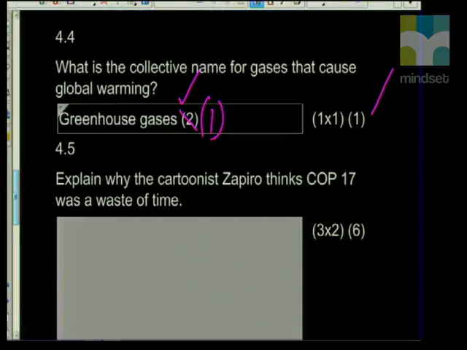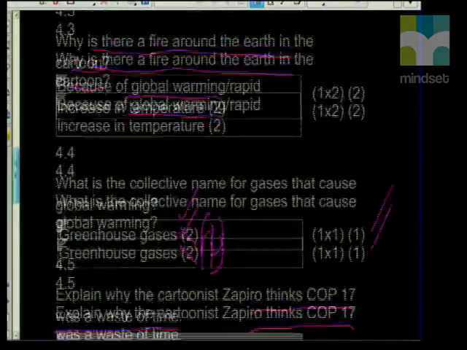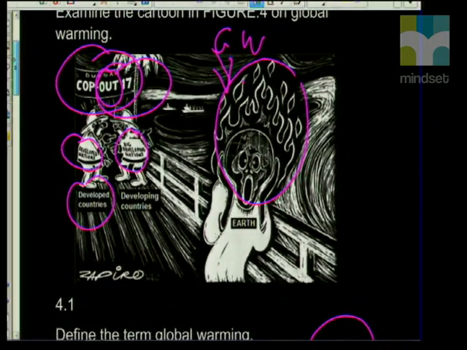Explain why the cartoonist Zafiro, that's the name of the cartoonist that did the cartoon, thinks COP17 is a waste of time. If you looked at the cartoon, he said cop out. He's given you a little hint there, isn't it? It's not getting anywhere. These people are not coming to an agreement down here. They're fighting and the earth situation is getting worse. So it's generally a waste of time. Learners, you're noticing that this little question is actually very enjoyable. You should be saying, give me that geography paper. I can't wait for it. It's so exciting. I want to answer it.